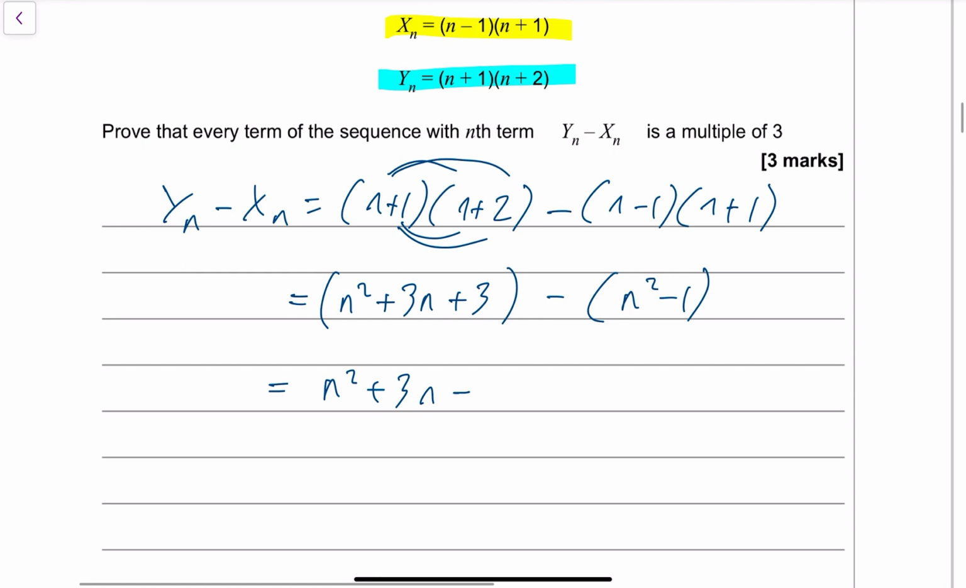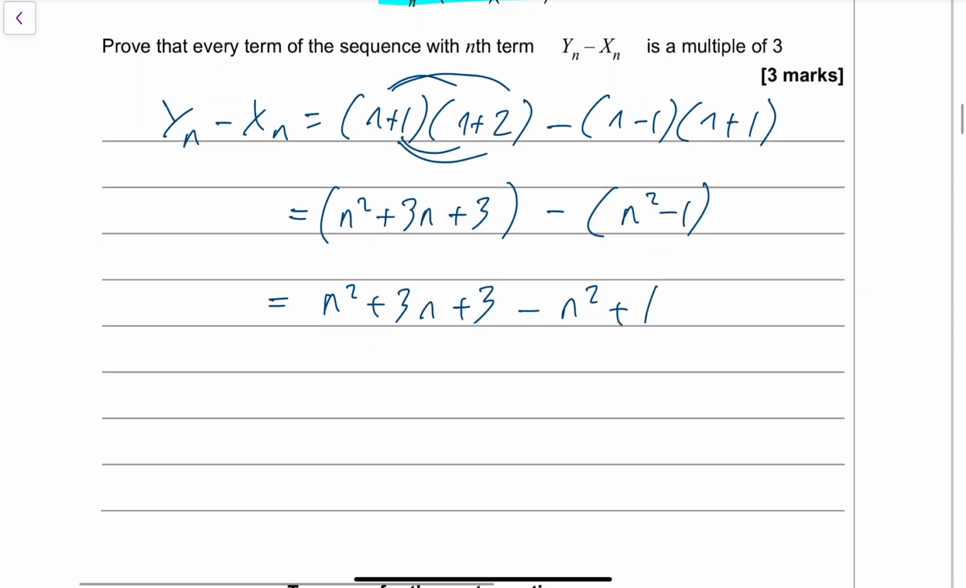Let's just get rid of those brackets. I would take this step. Very good mathematicians that I've taught over the years, that's a mistake. The mistakes they would make would be just trying to skip from here to here. So I would definitely do that step. Now n squared minus n squared, they disappear. Then you're going to have 2n plus 3.